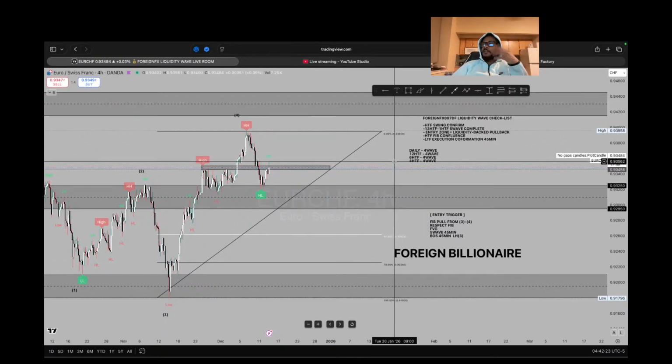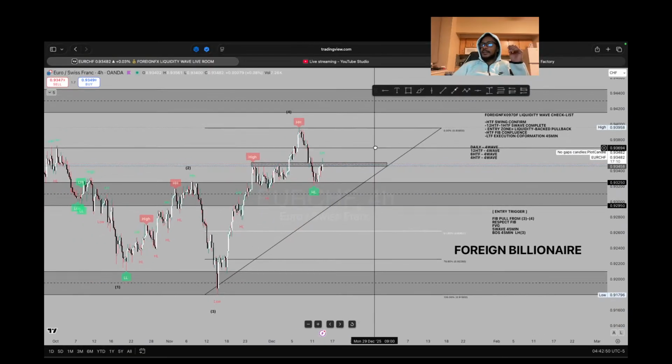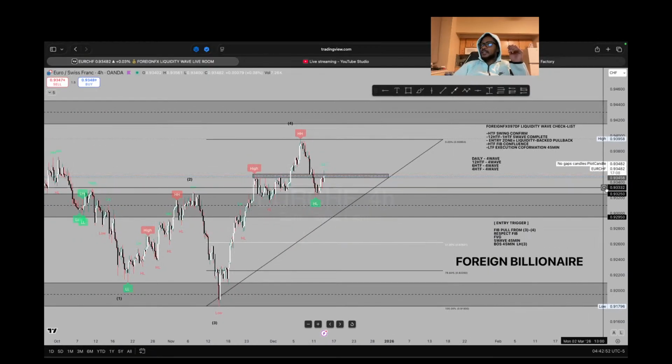So we should be looking for buy. My bias is buy. My entry triggers are a fib pull from the third leg to the fourth leg, respect of the fib fair value gap, 5 wave on the 45 minutes, and a 45 minute break of structure, which is going to be the third leg, a lower high in my case. So not a lot of explaining other than that.